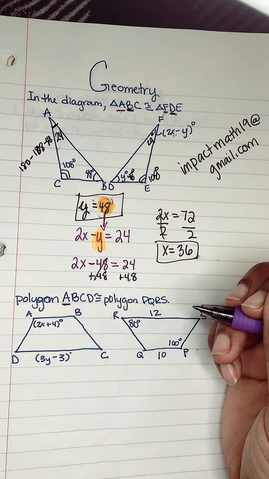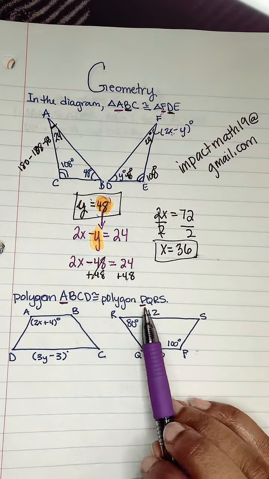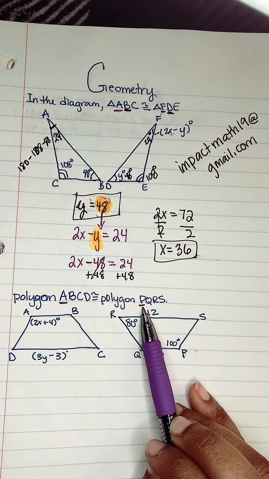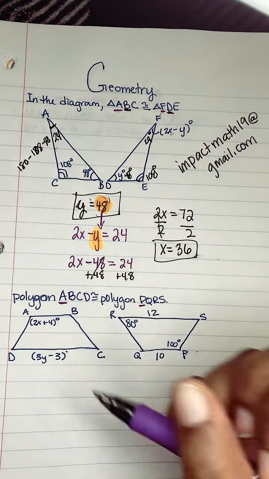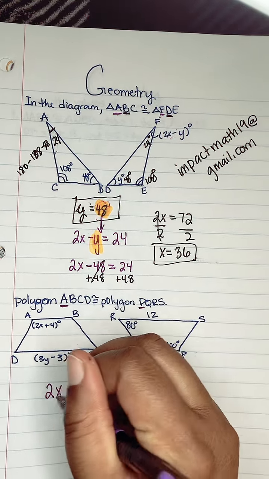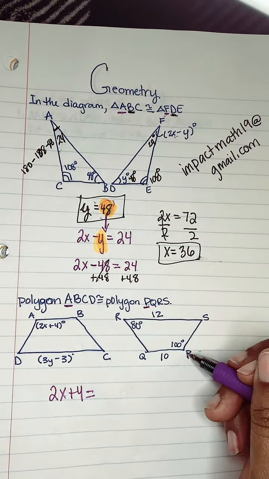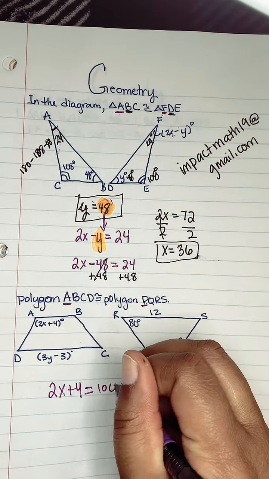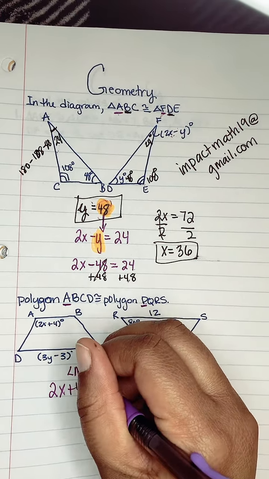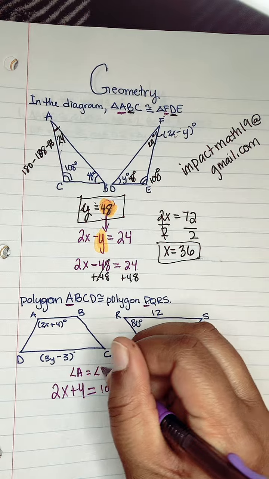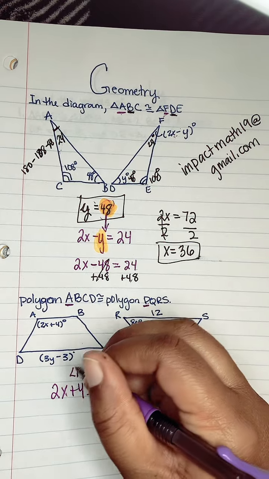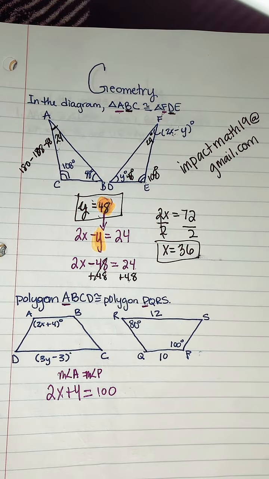Okay. So angle A. A goes to P. Okay, so we look here, A goes to P. So I know that I can set this angle up as 2x plus 4 is equal to our P. And they said P was 100. So angle A equals angle P. The measure of them are equal, okay?